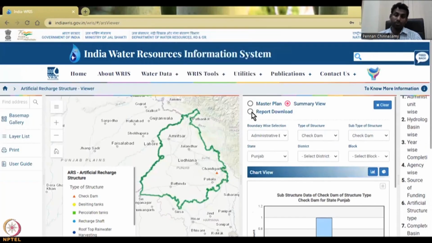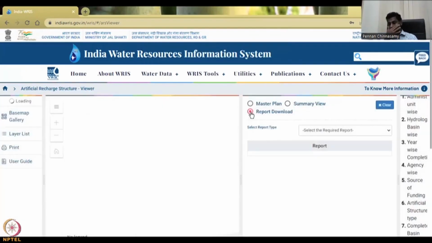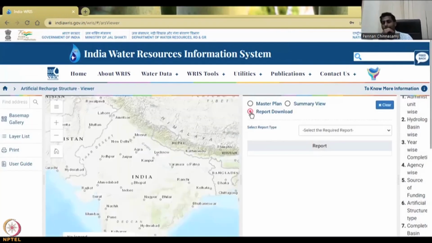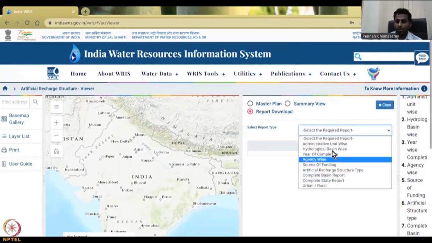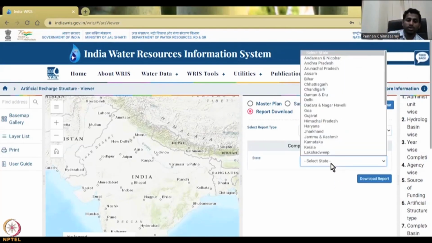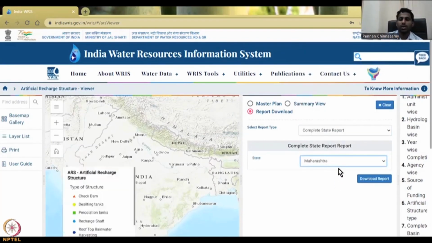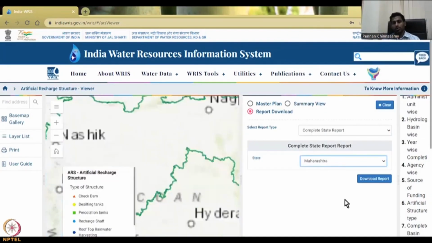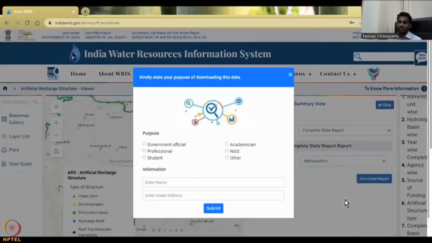You can also download reports, which is also still working on trial data. You can select what type of report you want: year of completion of artificial structure, administrative unit-wise, basin-wise, etc. You can select the complete state, which state you want. You can say Maharashtra, and download the report. The report will come as a PDF, as you would like to see, academician.